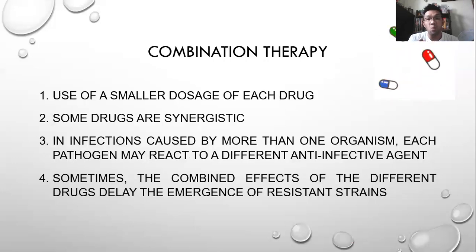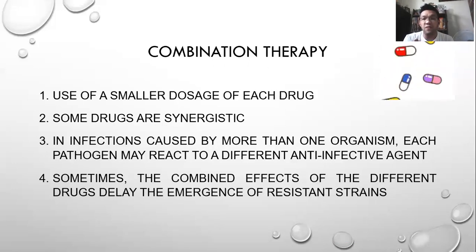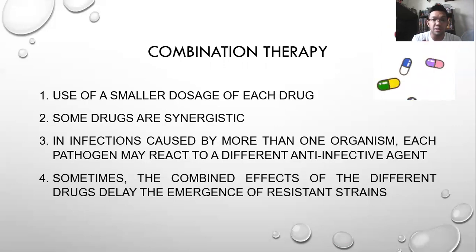Number three, in infections caused by more than one organism, each pathogen may react to a different anti-infective agent. So if they found out in the culture examination that the patient is infected by more than one pathogen, they can also use combination therapy in order to treat the infection, because the patient may be having a multi-bacterial infection. Number four, sometimes the combined effects of the different drugs delay the emergence of resistant strains. So this is also one of the things combination therapy does. It will not cause some bacteria to develop resistance against certain anti-infectives.